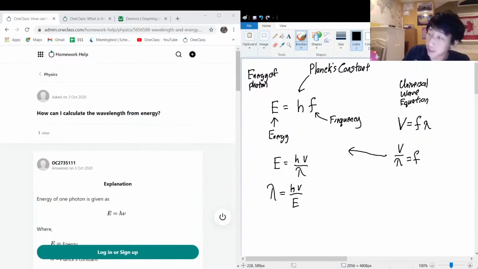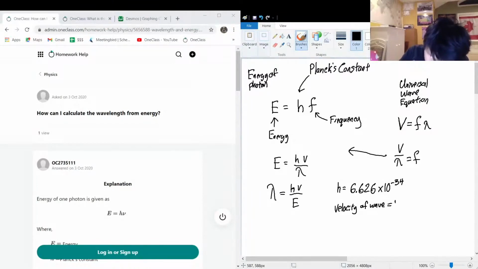Okay, now let's get some values. So in this case, H is equal to 6.626 times 10 to the negative 34, and that's just Planck's constant that we're using. V is the velocity of the wave, so V equals C in this case. And C is the speed of light, which is 3.00 times 10 to the power of 8 meters per second.